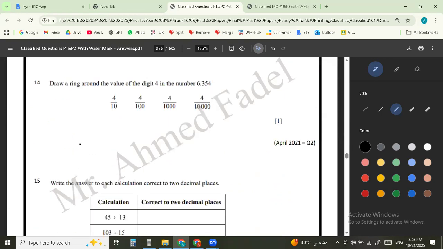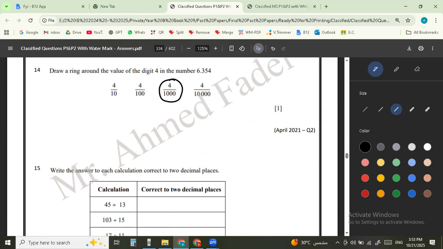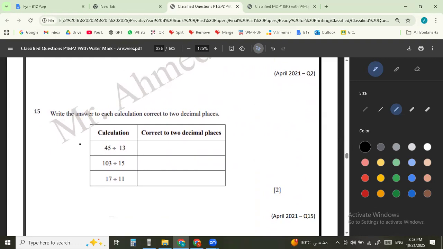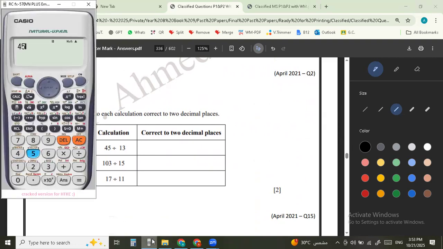Draw a ring around the value of the 4. It's 4 in the thousandth place, so it is 4,000th. Correct to 2 decimal places, you need to use the calculator to find the value of this, and then you round the answer to 2 decimal places. So 45 divided by 13 equals, 2 decimal places, so it's 3.46, because the digit after the 6 is weak.